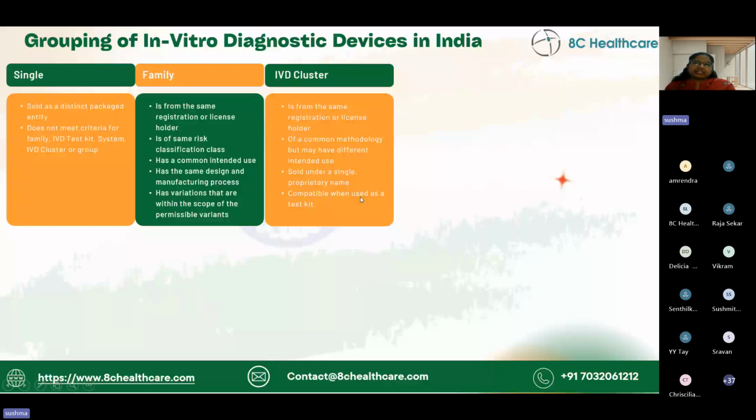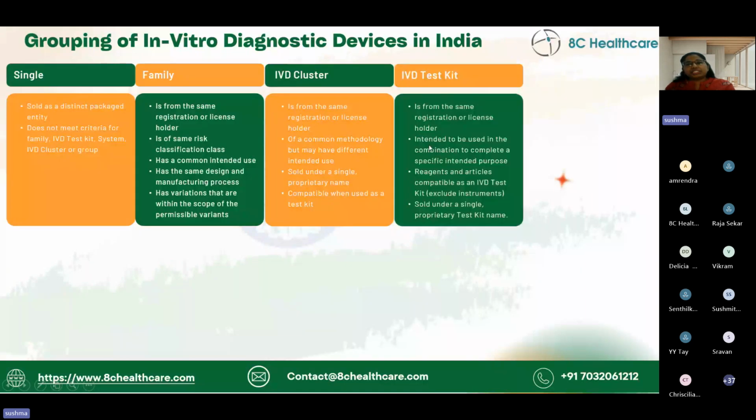For IVD test kit, the intended use of the devices is that they have to be used together in combination to complete the specific intended purpose. The reagents or the articles compatible with the IVD kits can be put together. And this test kit has to be sold under a single proprietary name. So this is the IVD test kit for in vitro diagnostic device.